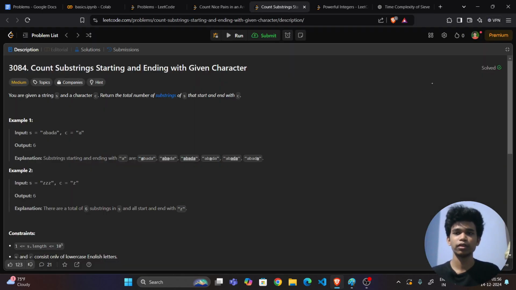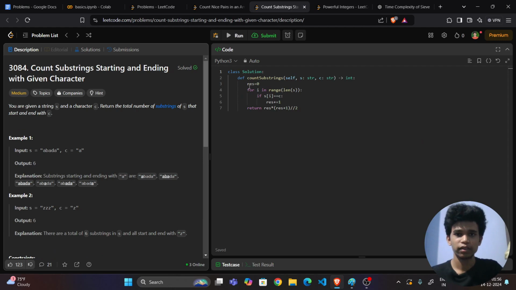Let us see the code. The code is very, very small. See here, result is equal to 0 initially. Then for i in range of len of s, if s of i is equal to c, which means the target character, then I should increase my result by 1. Then at last I am returning the sum of n natural numbers.